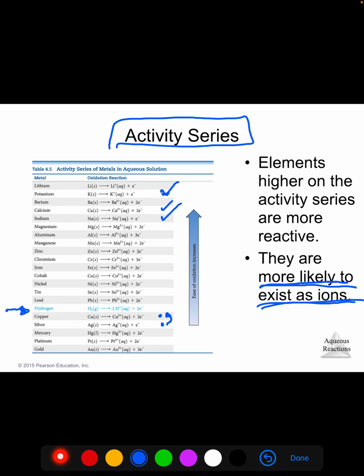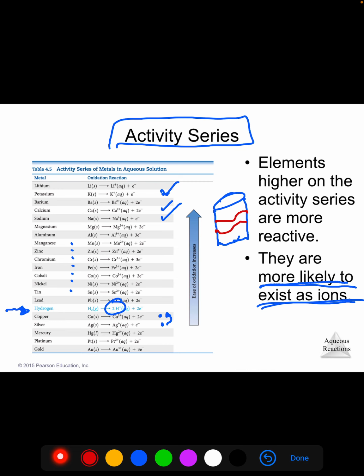Notice, if I'm going to have an acid, what am I going to have? H plus around. So which metals react with acid? Lead, tin, nickel, cobalt, chromium, zinc, manganese. Notice I said I can take an aluminum soda can. So this was Coca-Cola. There's the wave. I can scratch the plastic off the inside. You may not know this, but they're coated with plastic.